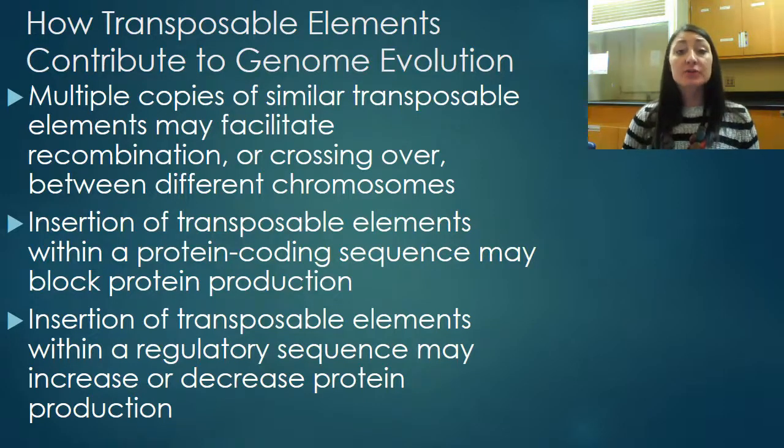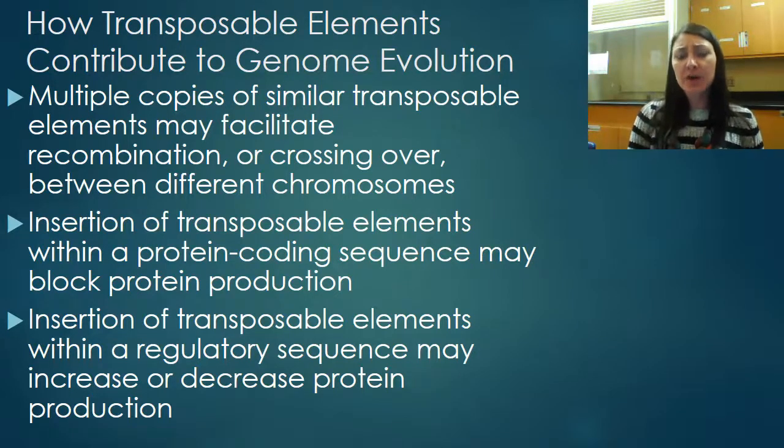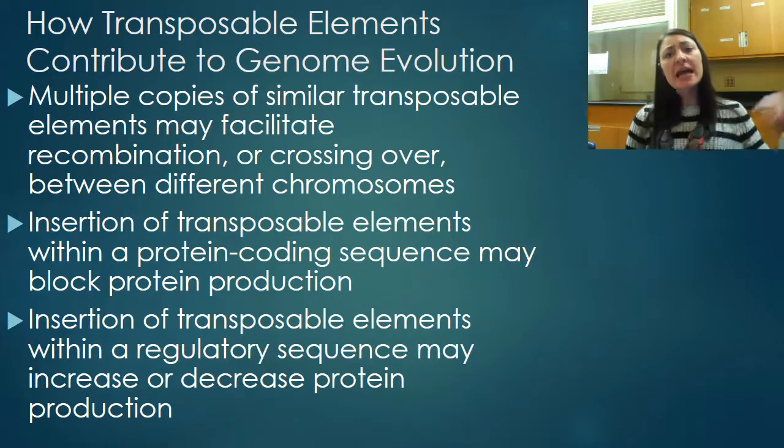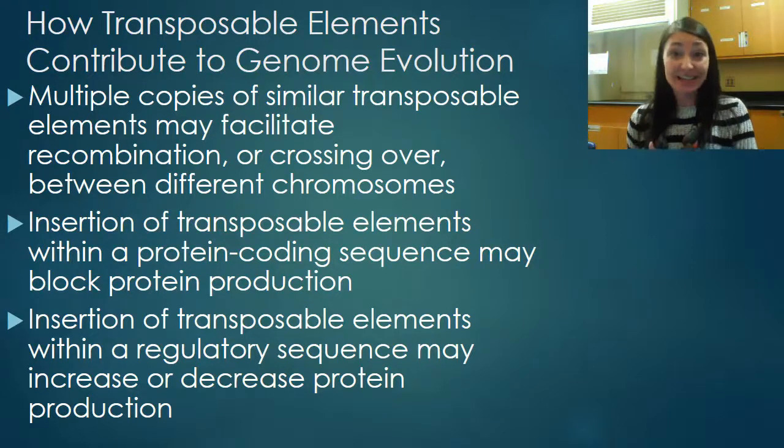So transposable elements do contribute to genomic evolution. Having multiple copies of a similar transposable element can facilitate recombination or crossing over between different chromosomes. If you were to take a transposable element and insert it within a protein coding sequence, that can block protein production. Your normal transcription machinery cannot read that properly, and therefore you are not going to synthesize the protein product for that gene in question that has a transposable element.